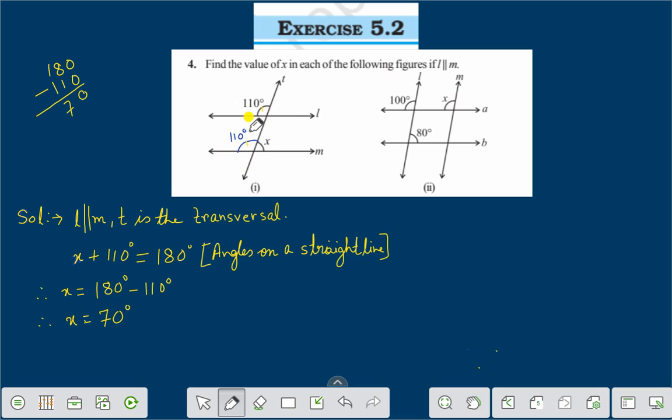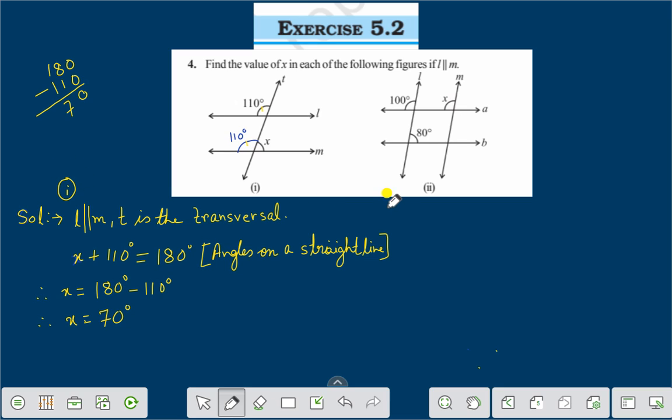Again we are explaining. Here you see L and M are parallel and let T be the transversal. Here this is given as 110 degrees. Therefore this angle will be equal to this angle because they are corresponding angles. Now this 110 degrees plus x is equal to 180 degrees because these are angles on a straight line. Therefore x equals 180 degrees minus 110 degrees, that is 70 degrees. Now this is for figure 1.